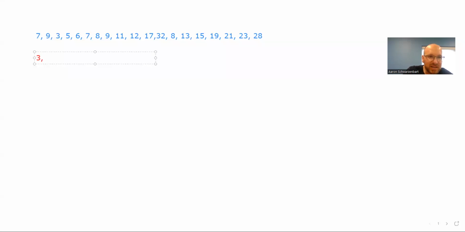And the next one I see is a 5, a 6, and 2 7s. Even though they're duplicates, I want to include them twice. So 3, 5, 6, 2 7s. And I see 2 8s and 2 9s. Those are going to come next. Go ahead and cross those out.